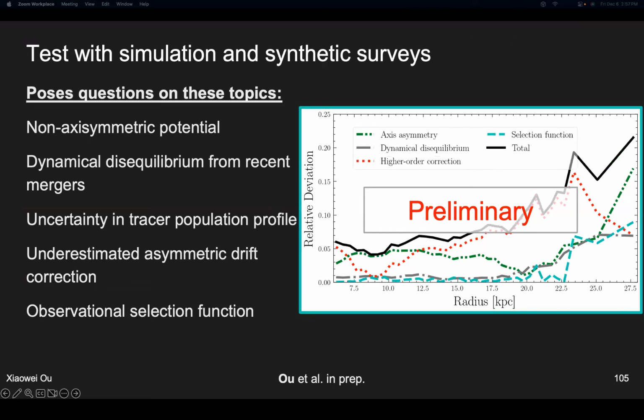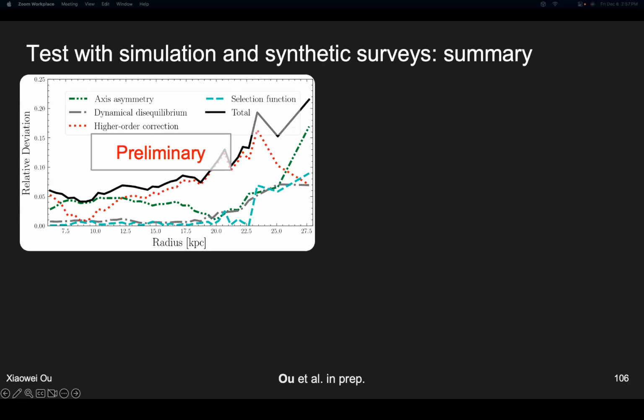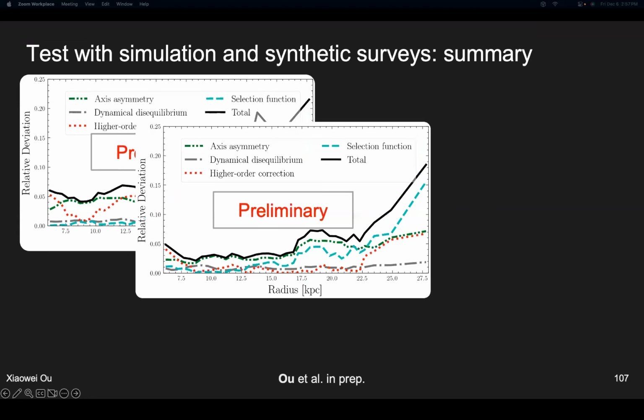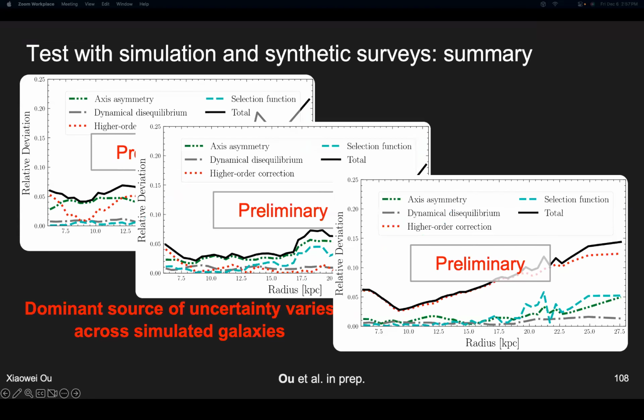So altogether, we get a floor of at least 5% systematic uncertainties from all these different sources, going up to 20–25%. And we can do this not only for one galaxy, we can repeat this for different galaxies. And what we found is that, unfortunately, there is a significant halo-to-halo variation in terms of which source of systematic dominates. So that means there is no simple recipe that we could take and apply to the Milky Way to disentangle the effect of, say, a merger event.